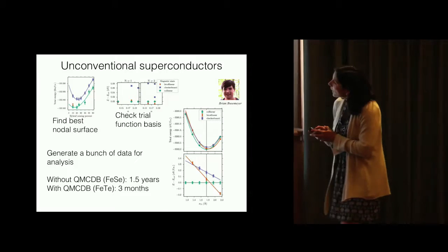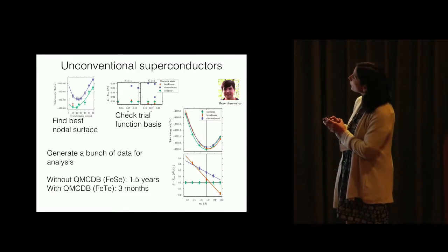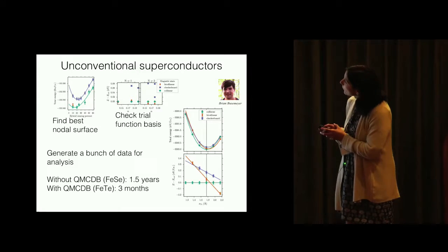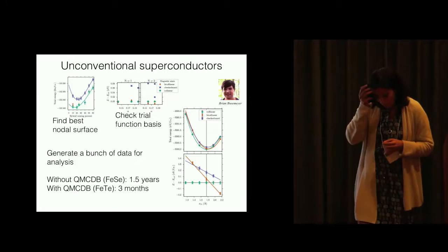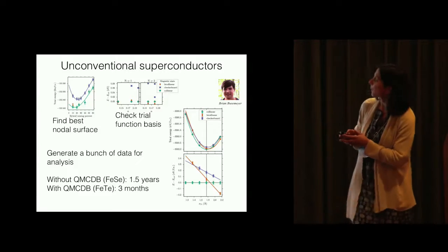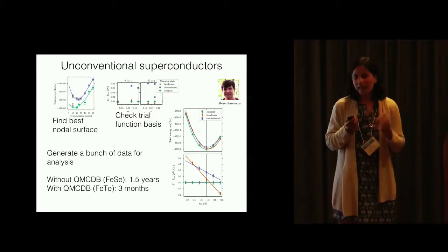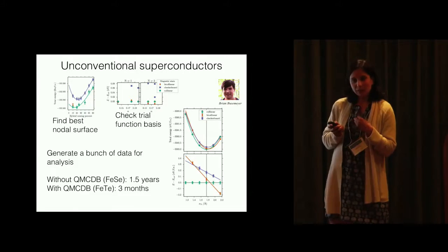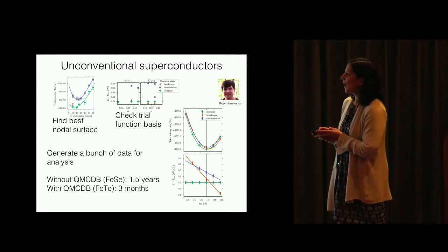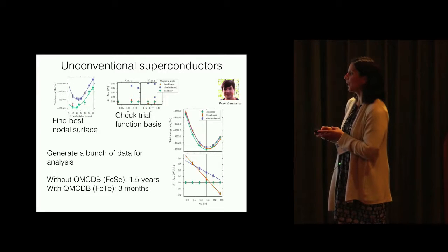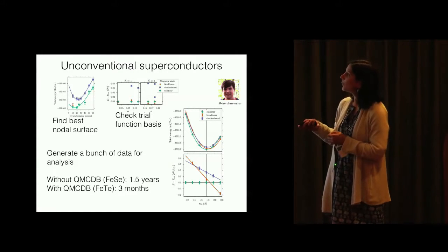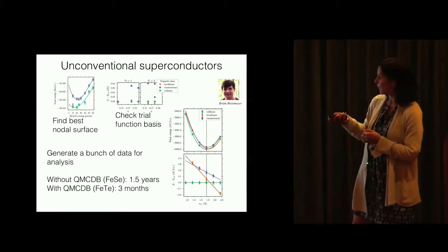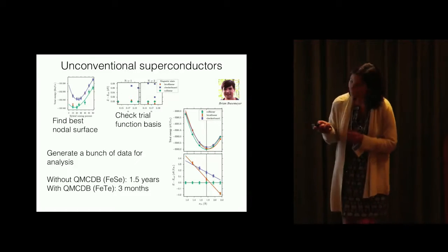Here's one example. This is work from Lucas's student, Brian, looking at high TC superconductor materials. I'm not going to go into a whole lot of details about the particular material itself. The point that I actually want to make here is what we gained from our automated workflow. Without this workflow, the first material that Brian looked at took about 1.5 years. With it, he was able to do the same thing in about 3 months or so. So it really helped cut down on our time.